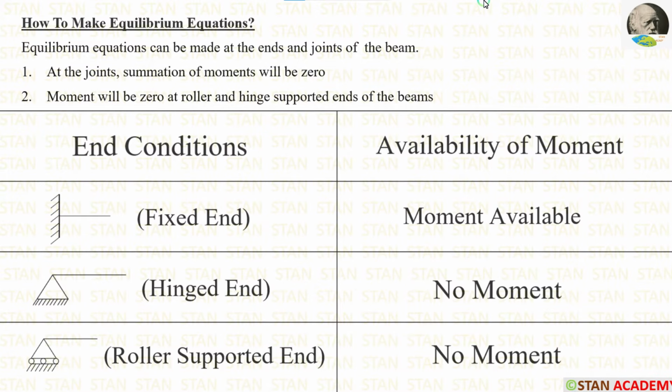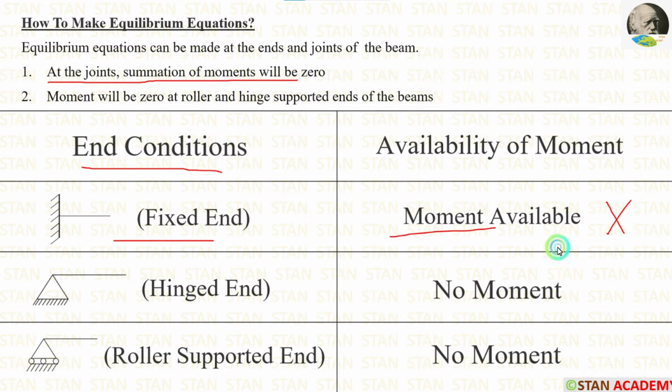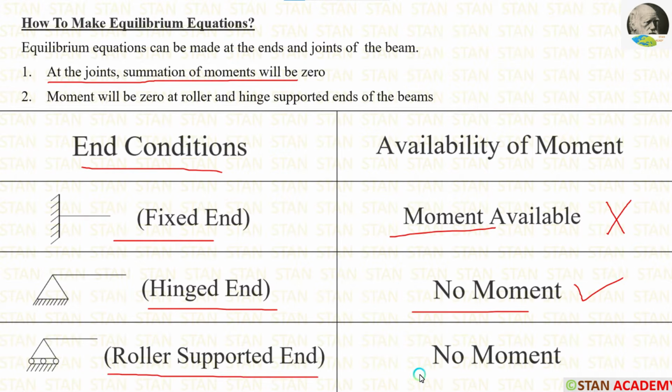The equilibrium equations can be made at the ends and joints of the beam. In the joints, the summation of the moments will be 0. Then we have to check the end conditions. In the fixed end, there will be moment, so we cannot make an equilibrium equation. In the hinged end, there will be no moment, so we can make an equilibrium equation. In the roller supported end also, there will be no moment, so we can make an equilibrium equation.